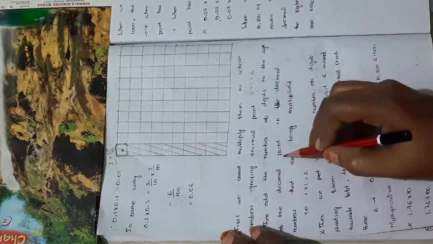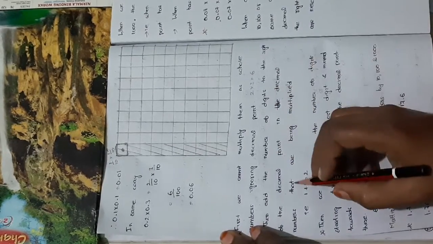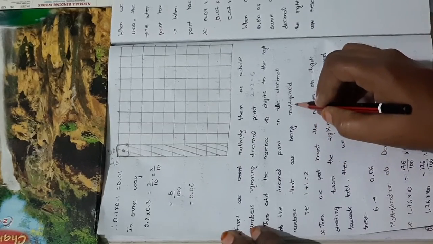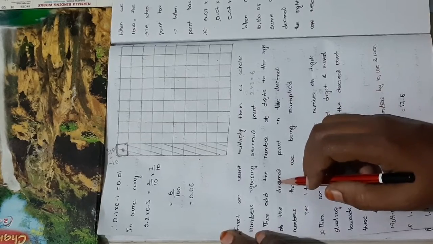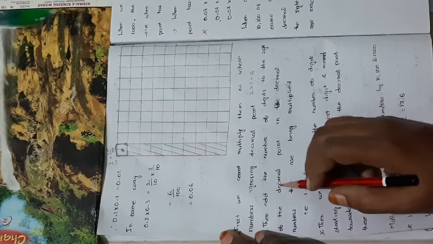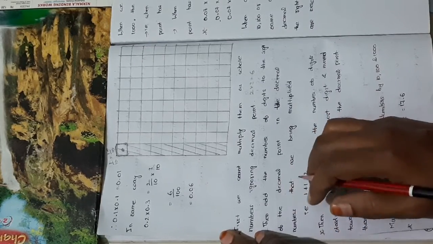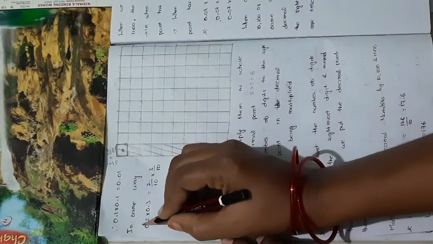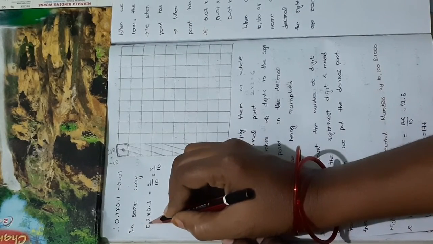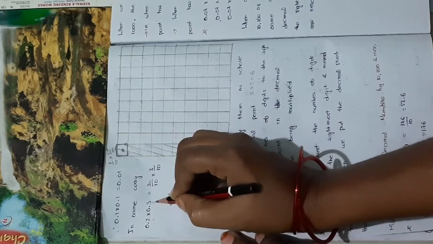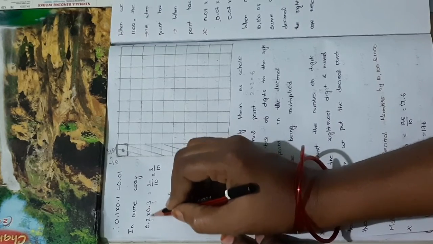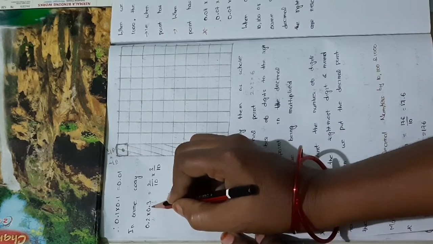Then we find the decimal places: add the number of digits to the right of the decimal point in the given decimal numbers that are being multiplied. We start from the decimal point, move to the right side, and count the number of digits after the decimal point in each number being multiplied.